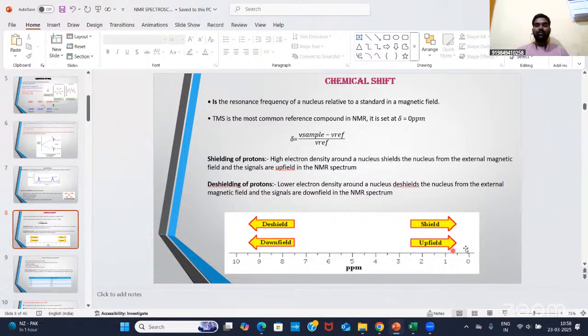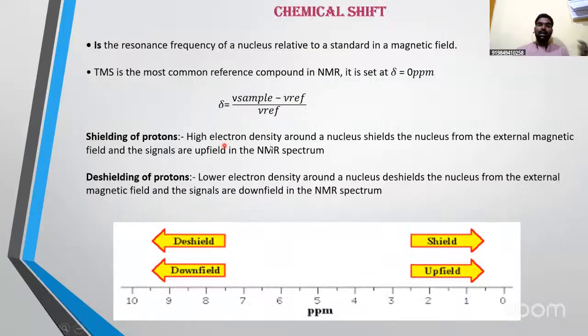So ppm is nothing but parts per million. You can observe here that high electron density around the nucleus shields the nucleus from the external magnetic field, and this gives the upfield in the NMR spectrum. Low electron density de-shields the protons and gives the downfield in the NMR spectrum.